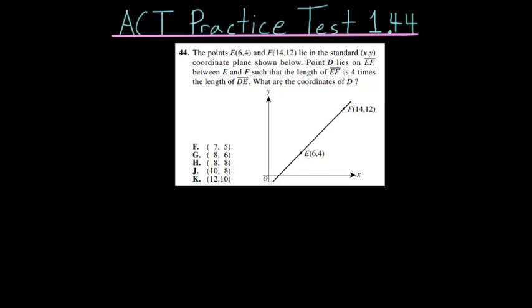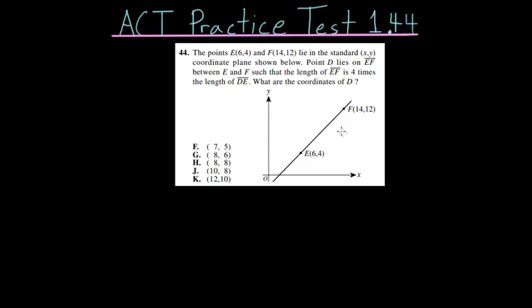For the 44th problem on this first ACT practice test, the points E, which is located at (6, 4), and F, located at (14, 12), lie in the standard xy coordinate plane shown below. Point D lies on the line EF between E and F such that the length of the line EF is 4 times the length of the line DE. What are the coordinates of D?